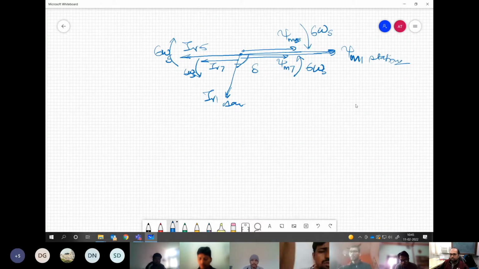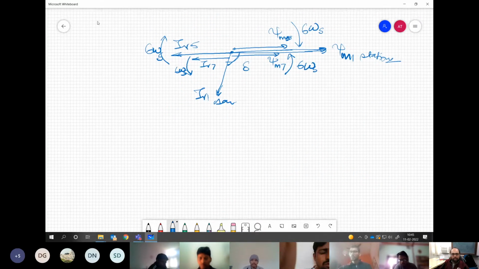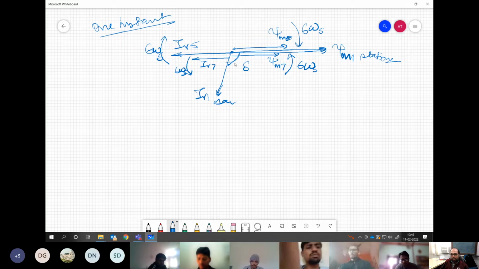Okay, now this is just one instant. Let's say you have taken a photograph, and this is one instant where these phasors are looking like this. Because these are not stationary, rotating at 6 omega, next instant they will be moving. They must have moved to some other location. Understanding my point? So we will come to that.